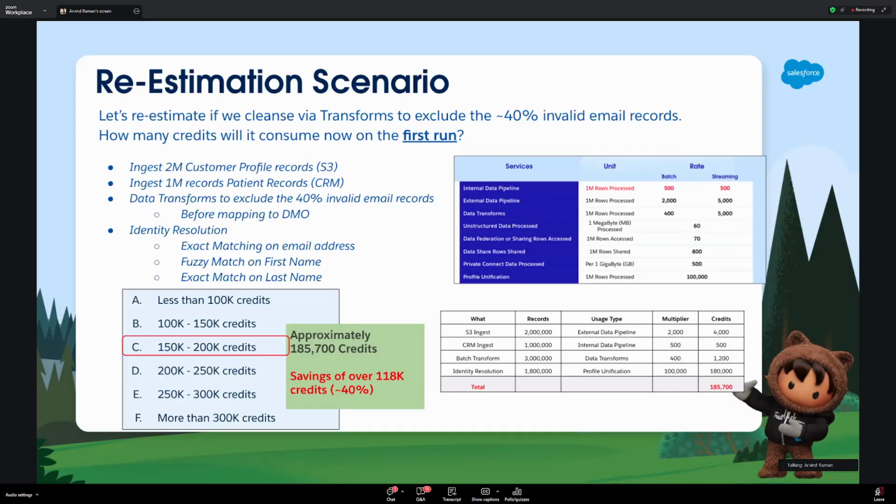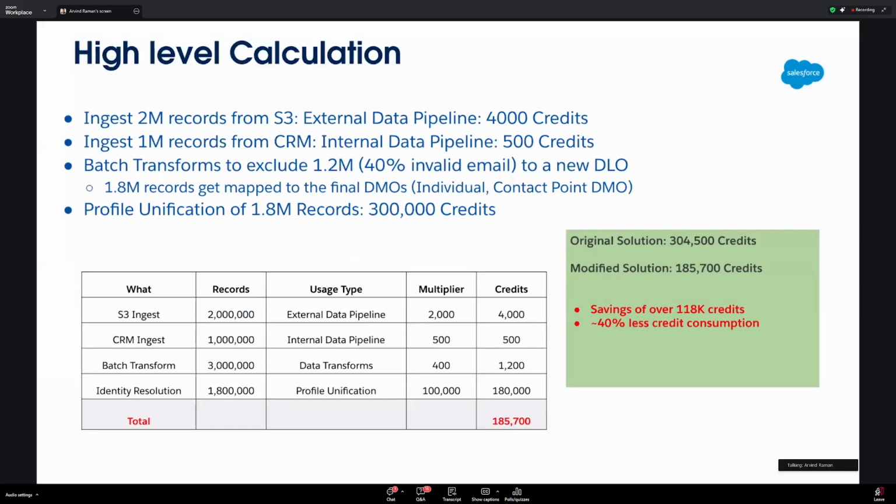All right, so it comes to about 185,000 credits. How is the calculation being done? By using batch transforms, we added about 1,200 credits to process those 3 million rows into a temporary DLO, which then gets mapped into my individual and contact point DMOs. My ingestion from S3 and CRM stays the same. But for my identity resolution rule set, since I am excluding 40% of records, it only has to process 1.8 million records, not the entire 3 million, which means it's only using 180,000 credits.